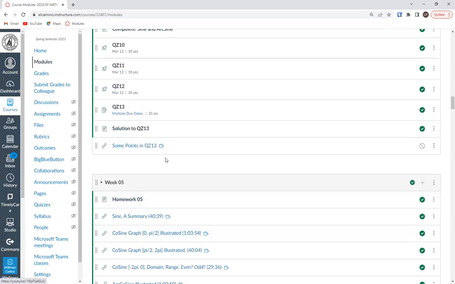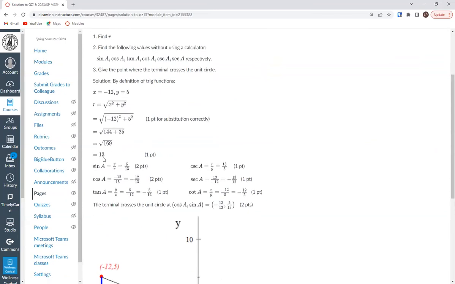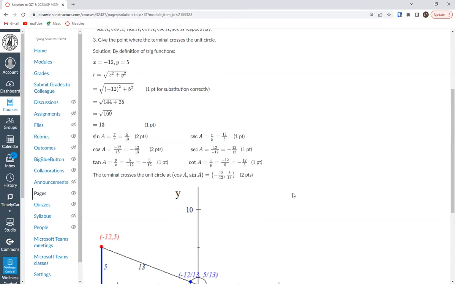Right here, solution. What did we do with the solution? We find R, and then we go by definition, right? We have X, we have Y, we have R. All the ratios can be found.